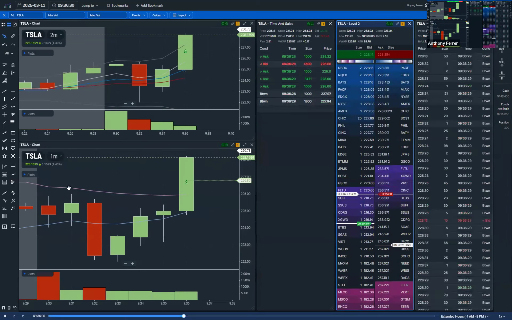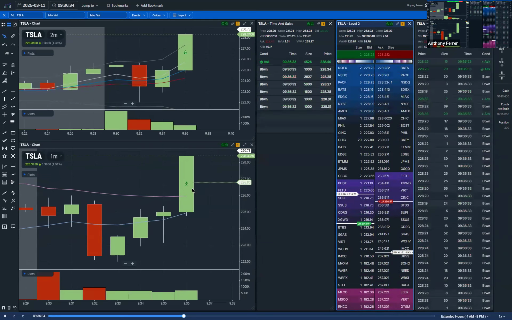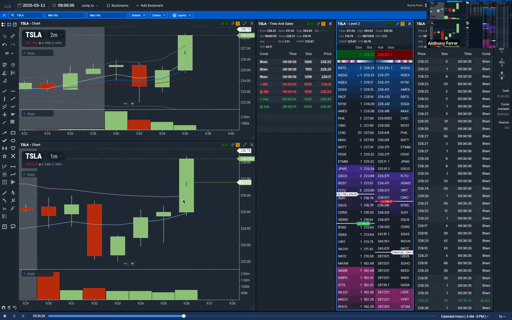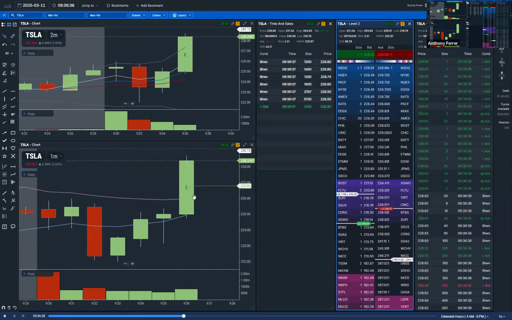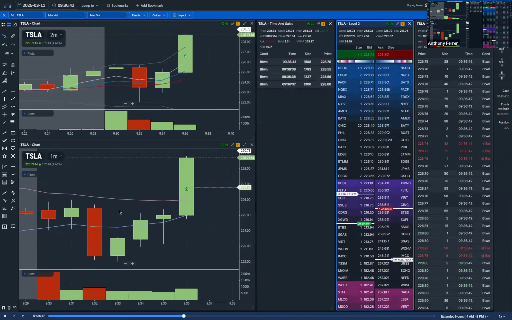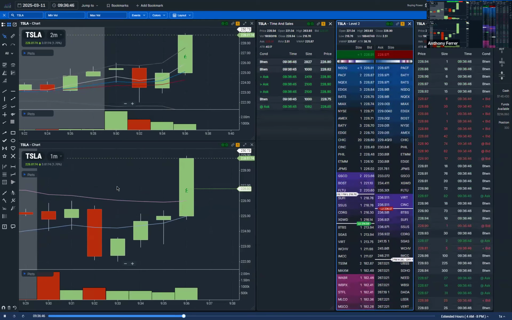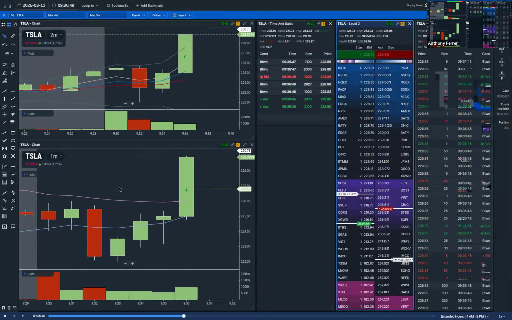So to me, this is what it looks like when it's working. It's broken that level. It's pushed through. It's not coming back and retesting it. It's not like it's 226 breakout, 226 second chance scalp. That's not what this looks like when it really works, especially when it's got SSR on. It's got short sell restricted on, so shorts can't hit the bid, only sellers.